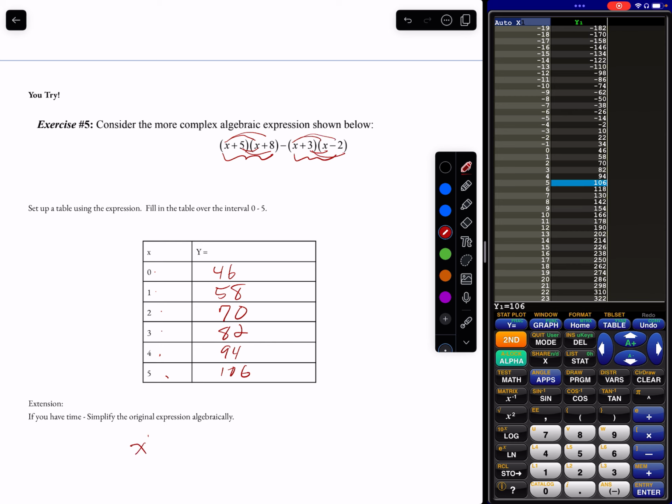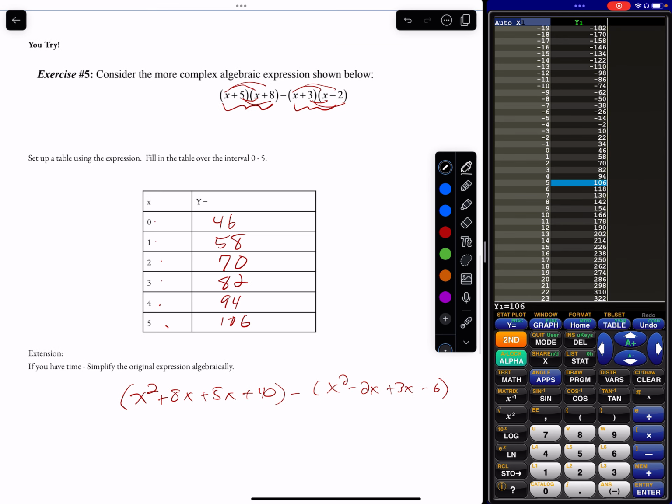Okay, so it's going to be x squared plus 8x plus 5x plus 40 minus this whole next expression is going to be x squared minus 2x plus 3x and then minus 6. This is where our knowledge of combining like terms is going to be super helpful. I'm going to simplify and drop the parentheses. So I'm going to say x squared, not x to the 8th, x squared plus 13x plus 40. I'm going to drop the parentheses.